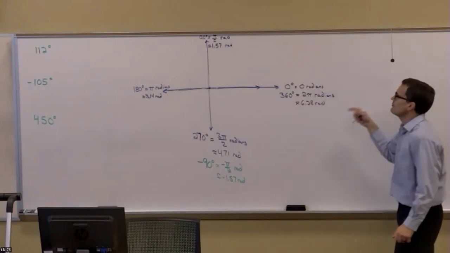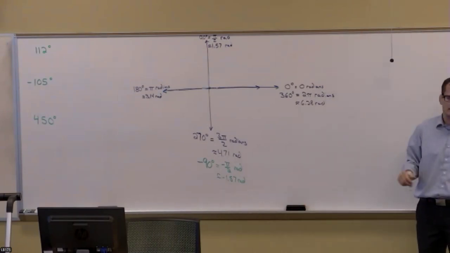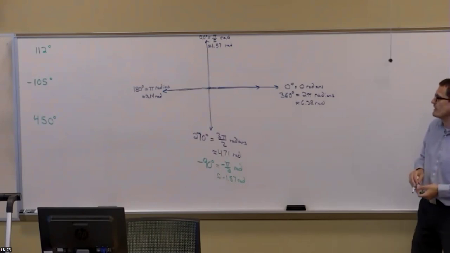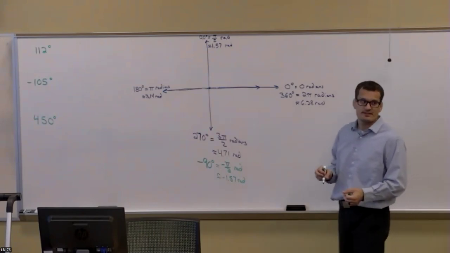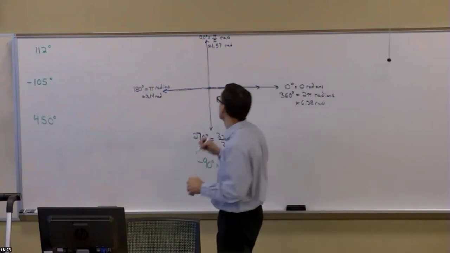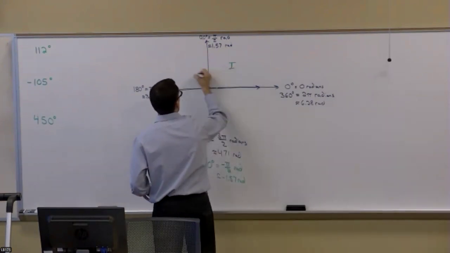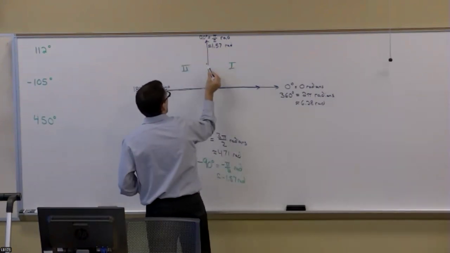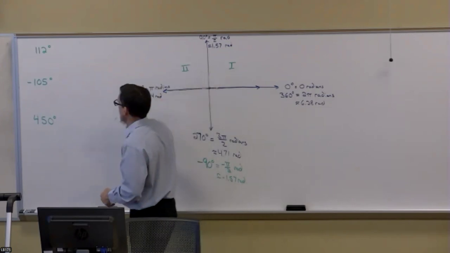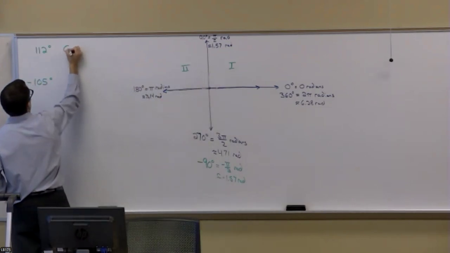So if we're not going to convert, we just say 112 degrees. What quadrant is that in? 2, exactly. So quadrant 1, quadrant 2. It's above 90, less than 180. So that's in quadrant 2.